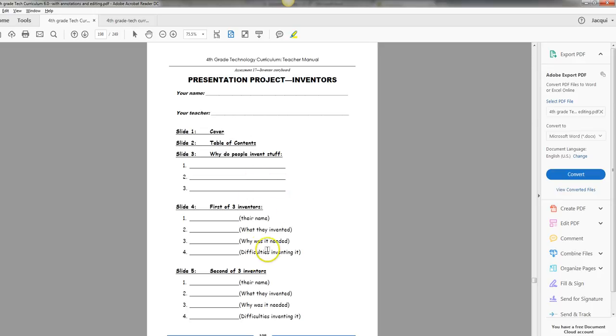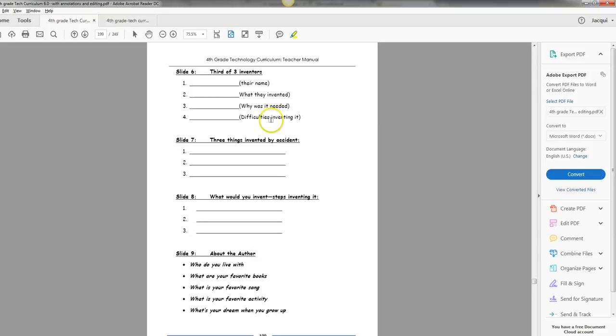What was difficult about it that they kept failing? Thomas Edison just kept failing. I'm surprised he didn't give up, but he didn't. So the difficulties they faced, sometimes they're ahead of the curve on the technology available, and that made it very difficult. And they're going to do that for 3 inventors.